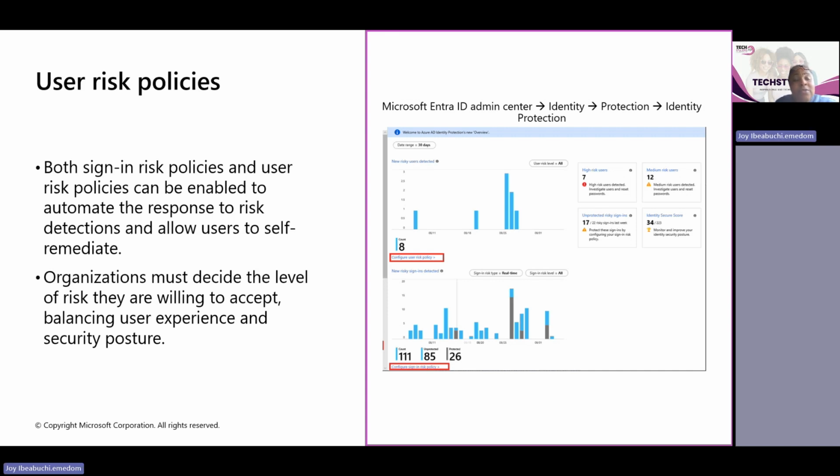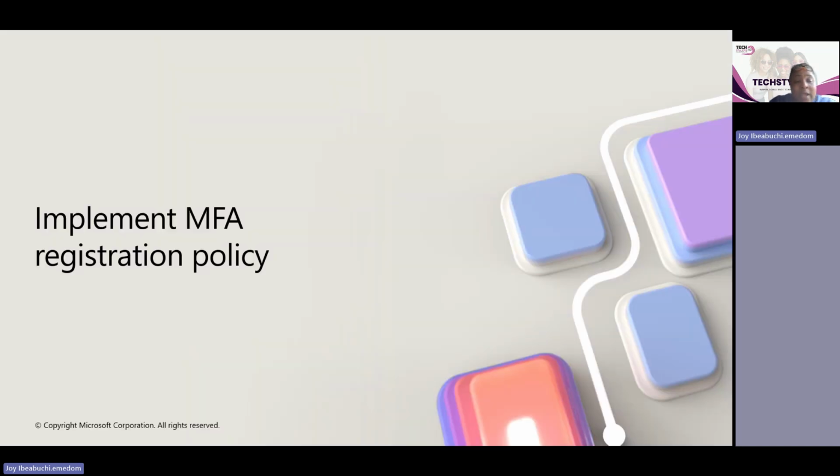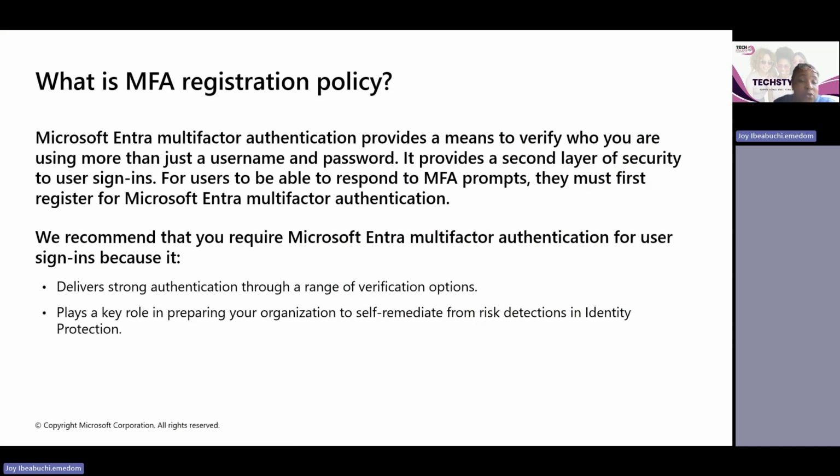So the user risk policy. This talks about, so both sign-in risk policy and user risk policy can be enabled to automate the response to risk detections and allow users to self-remediate. Again, you can say that if this thing triggers and I am medium, prompt me to sign in again with MFA. So the moment I sign in again with MFA, it remediates and proves that I'm the right person. So you don't necessarily again have to start worrying about raising a ticket and investigating. Once the person has signed in with MFA, then we kind of go to bed. And again, like I said, you can even do wipe device.